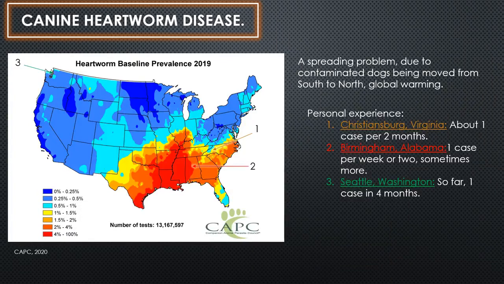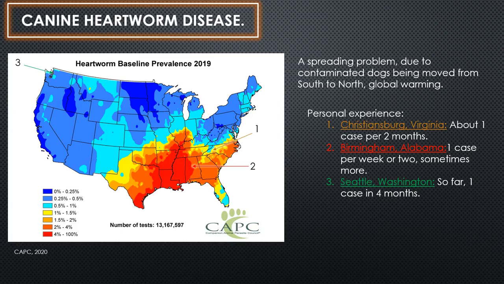Because mosquitoes live in moist and warm places, it is not surprising to see that the south of the country is much more affected than the north of the country. I personally worked in Virginia, and I used to see there about a case every 2 months, number 1 on the map. I then worked in Alabama, number 2 on the map, which is the worst state of the country with Mississippi. And I used to see there about a case per week or per 2 weeks.